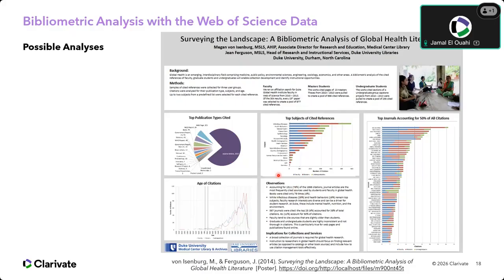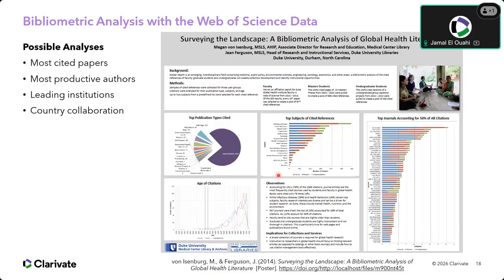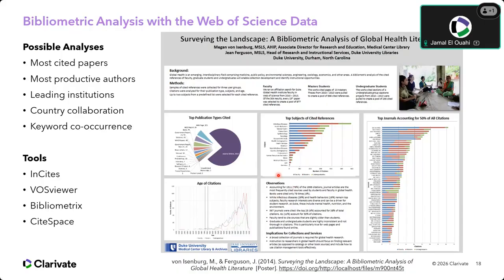So there are lots of analyses you can conduct: most cited papers, most productive authors, leading institutions, country collaboration, keyword co-occurrence. And you can use different tools like the Web of Science, Insights, VOSviewer, Bibliometrix, SciSpace, and so on. And these analyses can strengthen the contribution of your review. It's not only about what's there in the literature, but also the landscape analysis of your topic of interest.